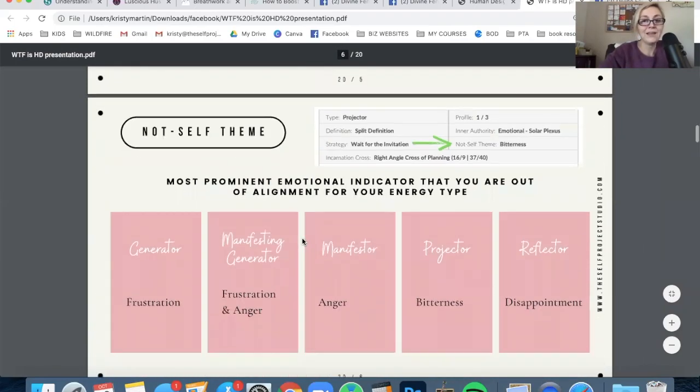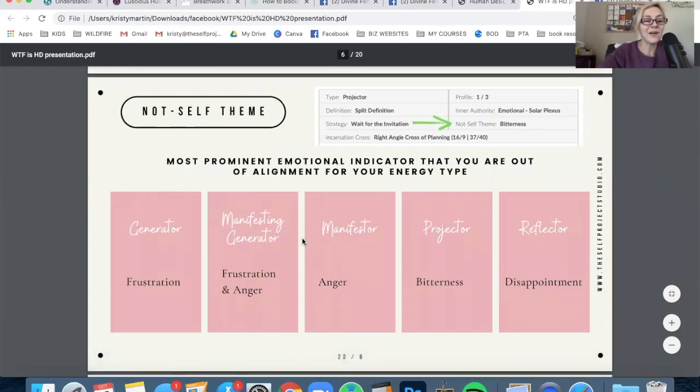And you're not self-themed. So this is going to be, if you are out of alignment for your energy type, if you are like a generator and you are trying to be a manifester and you are trying to force and initiate things and make things happen like we have been taught to do and we have been brought up and raised to do, you are going to possibly run into a lot of frustration.